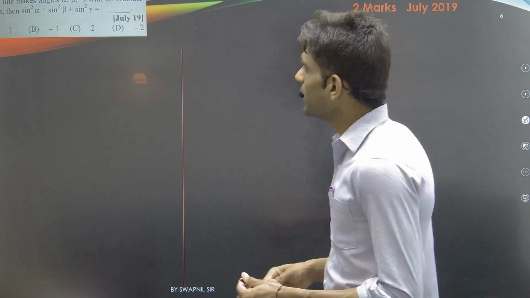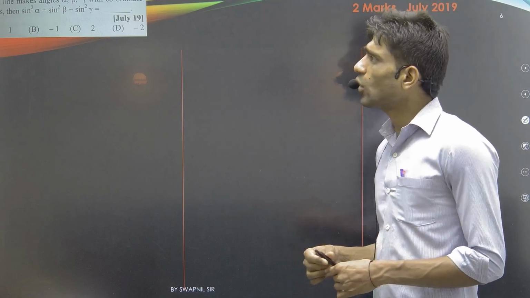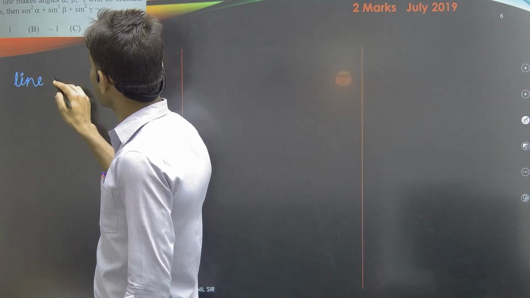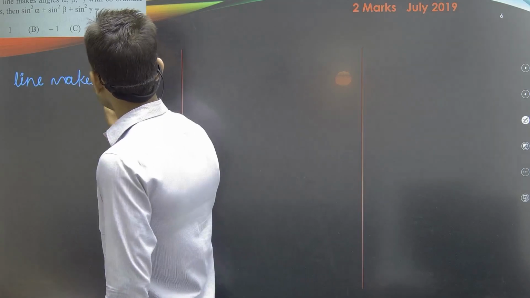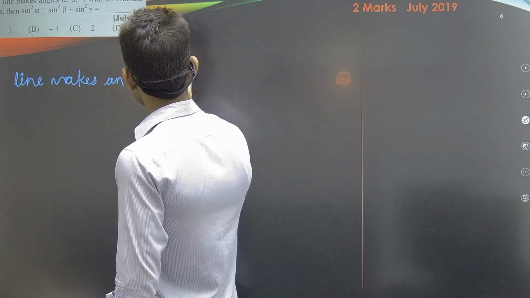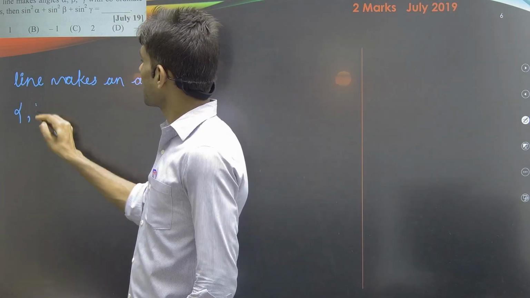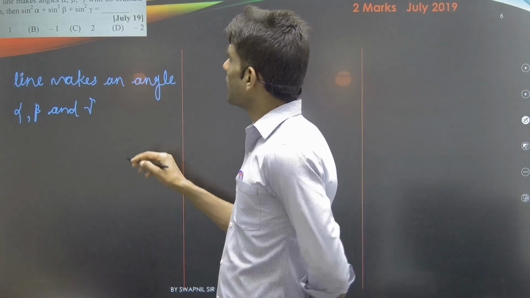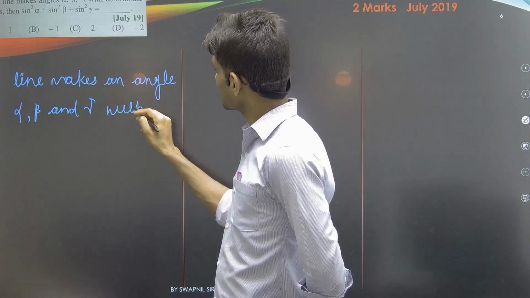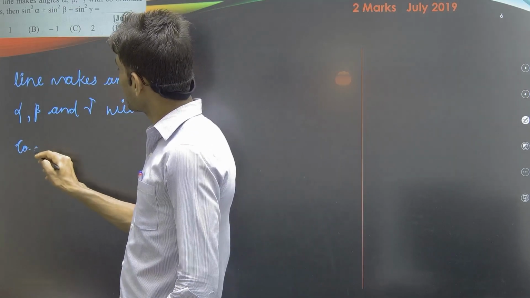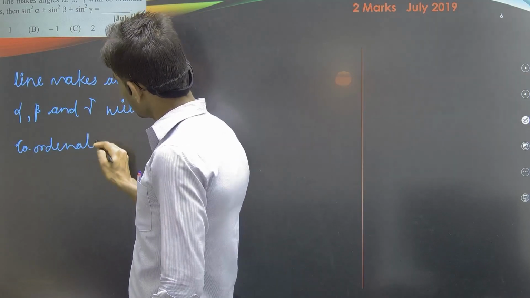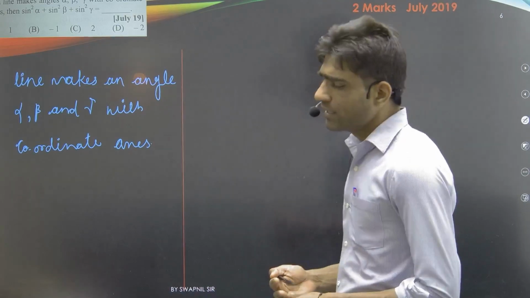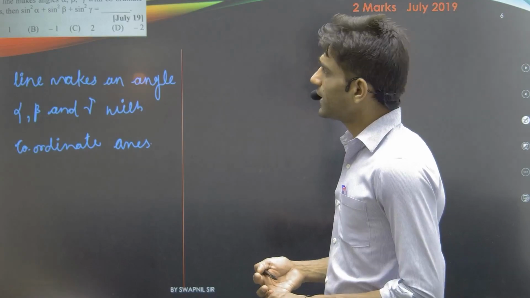In our next example, we are given that a line makes angles alpha, beta, gamma with the coordinate axes. If a line makes angles alpha, beta, gamma with the coordinate axes, then we have to find the value of sin square alpha plus sin square beta plus sin square gamma.